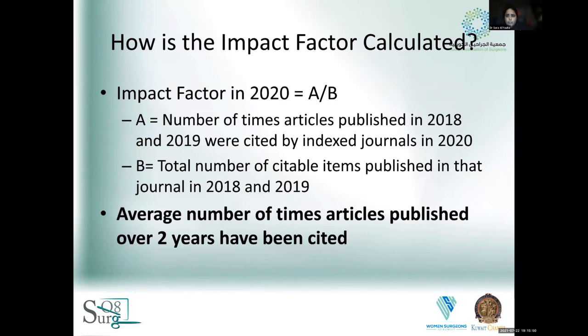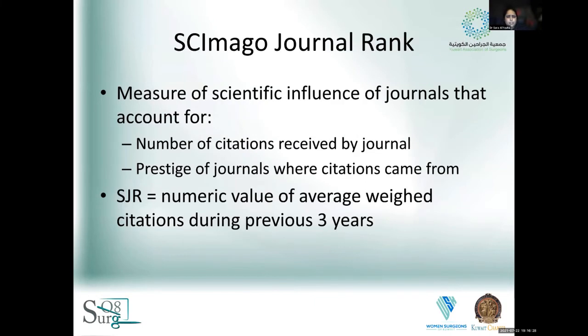The classic way it's calculated is over 2 years. If you want to calculate the impact factor in 2020, A would be the number of times articles published in 2018 and 2019 were cited by indexed journals in 2020. B is the total number of citable items published in those journals in 2018 and 2019. So you just divide A by B, which gives you the average number of times articles published over 2 years have been cited. That's fine, and it's what we use, but there are other metrics you can use.